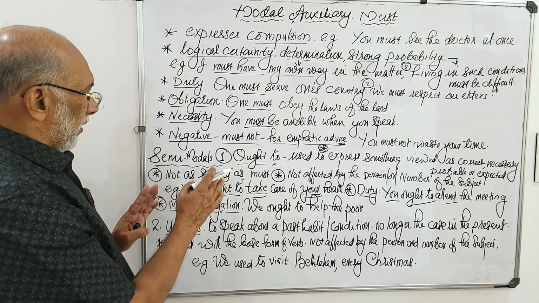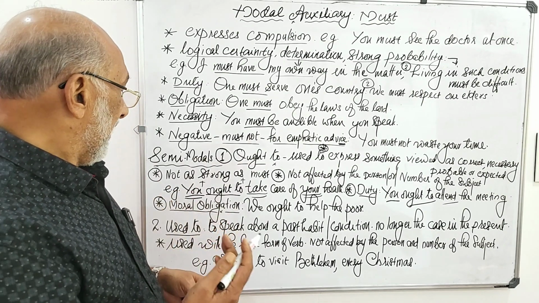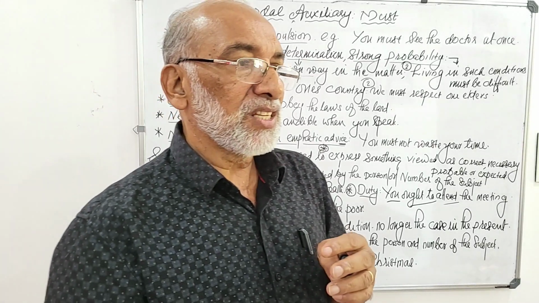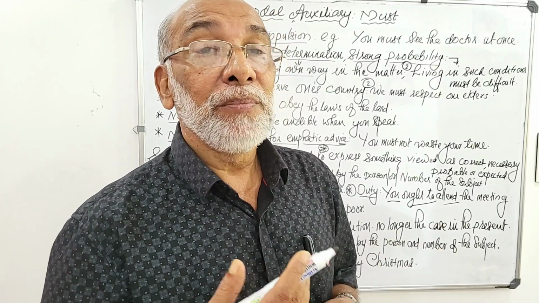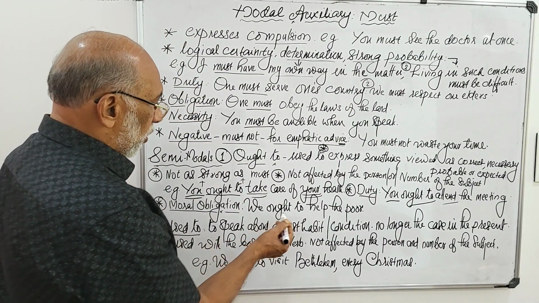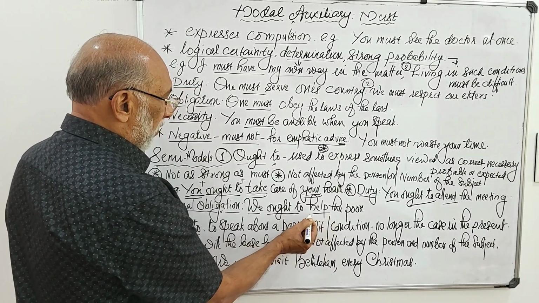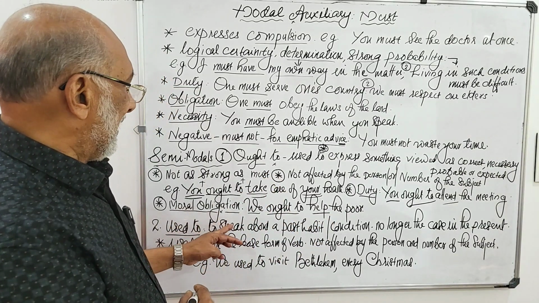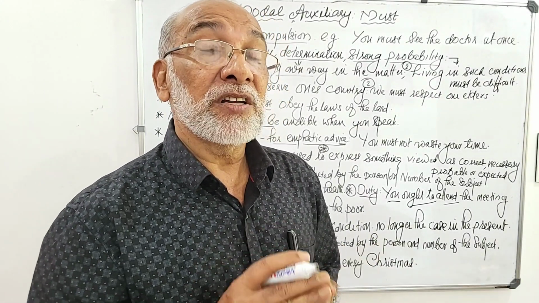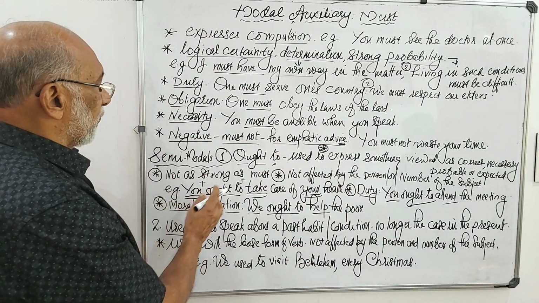Then, like used to, ought to is also used to express moral obligation. Moral obligation means there is no law as such that you should behave in that way, but we have a moral obligation. See the example. We ought to help the poor. Subject plus ought to plus base form. Here also is the same, moral obligation. There is no written law that you should help the poor, but it's our moral obligation to help the poor. So these are the uses of ought to.